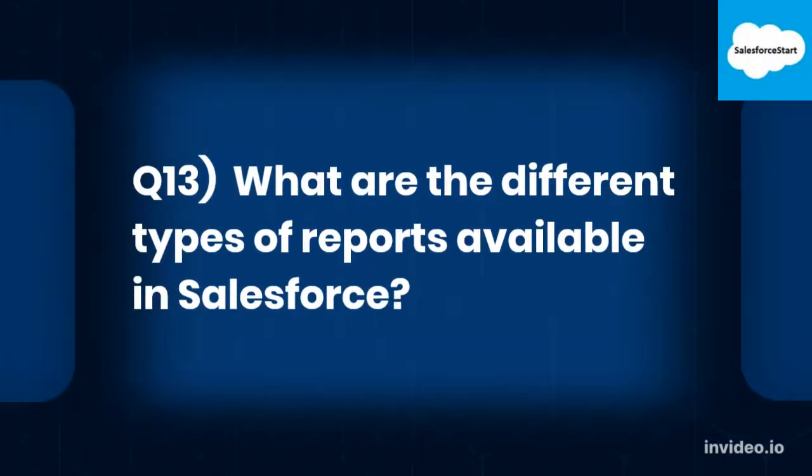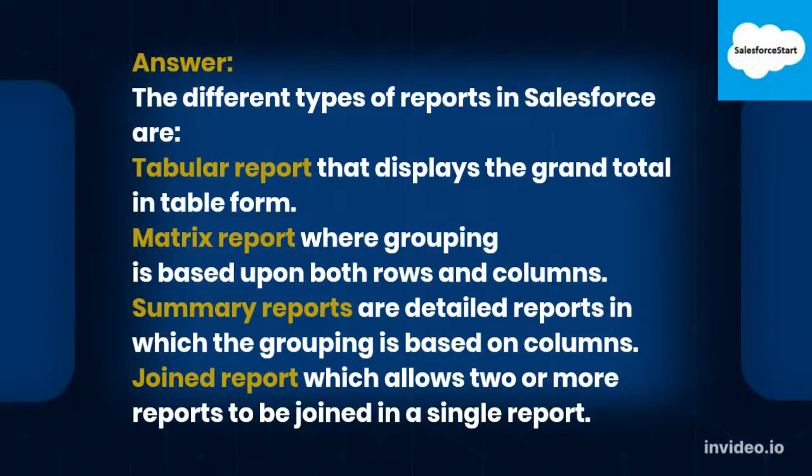Q13. What are the different types of reports available in Salesforce? Answer. The different types of reports in Salesforce are: Tabular report, which displays the grand total in table form. Matrix report, where grouping is based upon both rows and columns. Summary reports are detailed reports in which the grouping is based on columns. Joined report, which allows two or more reports to be joined in a single report.